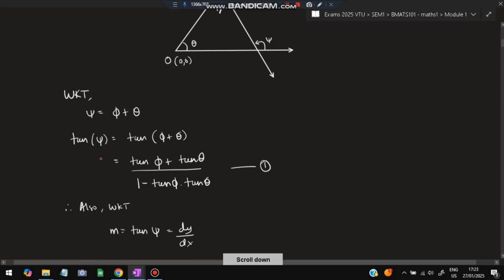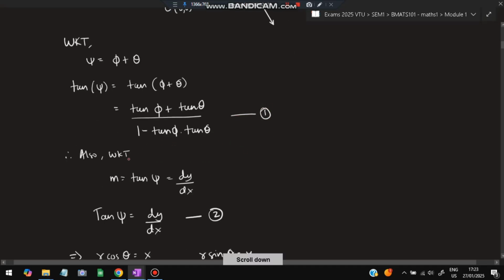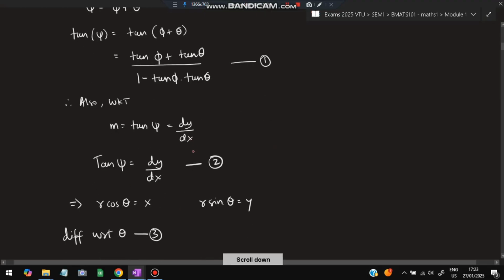After that, we know tan psi is equal to tan of phi plus theta. So we take tan on both sides, and tan(a plus b) is nothing but tan a plus tan b divided by 1 minus tan a tan b. This is equation 1, we'll mark it. Also we know that the slope m, which is tan psi, is equal to dy by dx. Slope is nothing but dy by dx.